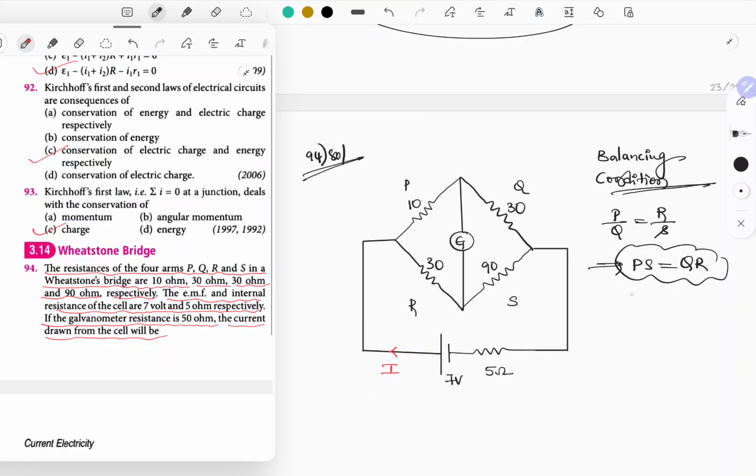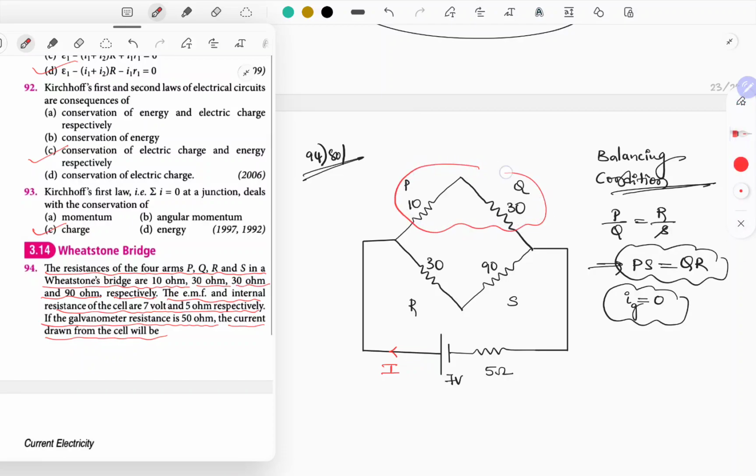If it is equal like this, then what's the use? Current flowing through the galvanometer is going to be 0. If current flowing through the galvanometer is 0, we can just remove this galvanometer. As it is a balanced bridge, I already cross checked: 10 into 90 gives 900, 30 into 30 gives 900. Product of opposite resistance is equal here. So current through the galvanometer is 0, and we can remove it. No need to consider that. Now this is the remaining circuit.